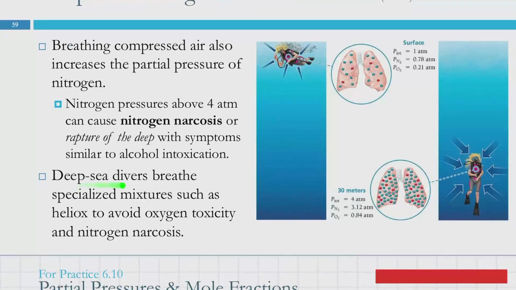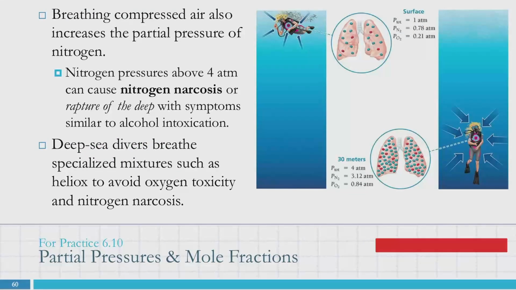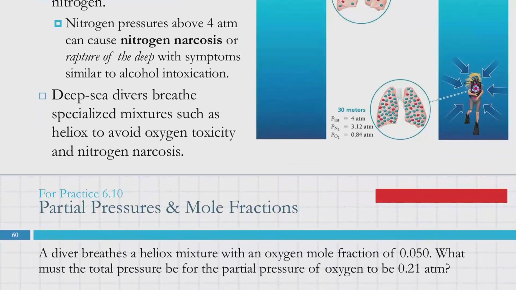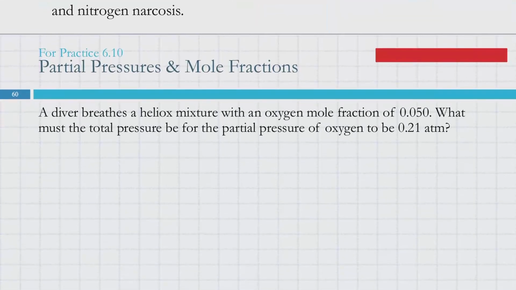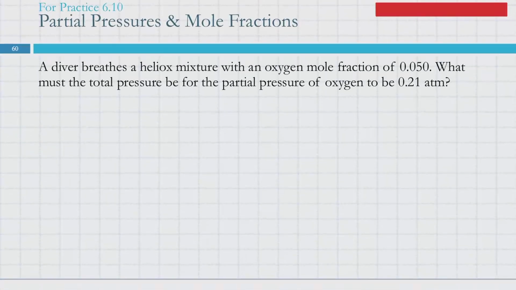To avoid that, deep sea divers instead have a mixture of gases called heliox, which has oxygen and helium in it. The heli part of heliox is for helium, the ox part for oxygen. And since helium doesn't give you the same nitrogen narcosis, that's a way of getting around that issue. All of this to set up for this problem.